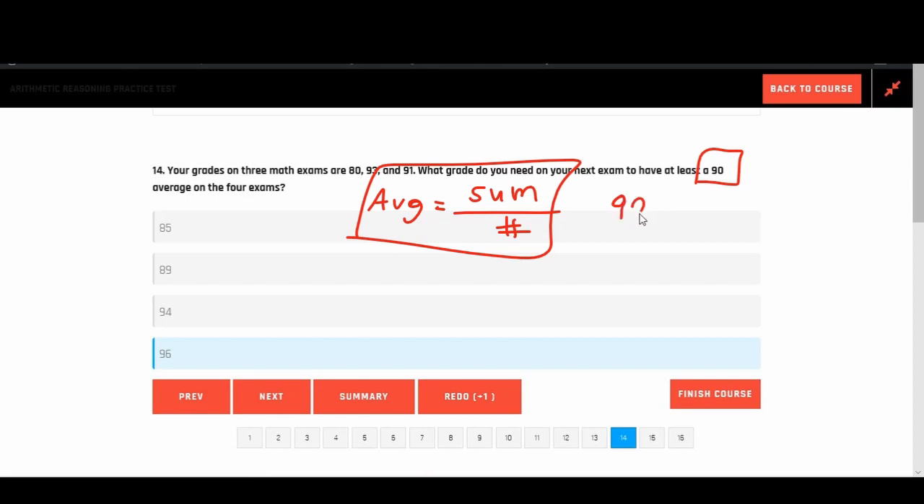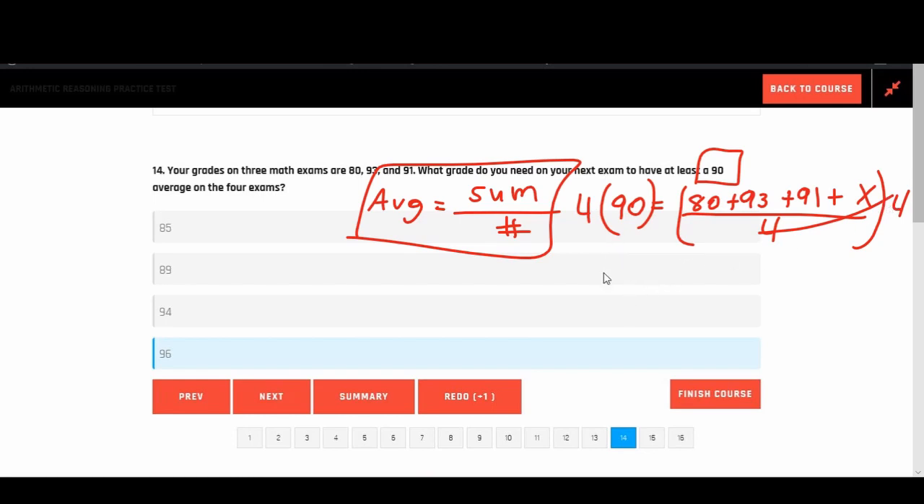We want a 90 average. We know that our 3 test grades are 80, 93, 91. We want to know what this 4th test grade must be to get us a 90 average. Again, sum of all these numbers. There's 1, 2, 3, 4 of them. So this is going to be over 4. So now we just solve for x. To do that, we multiply both sides by 4.